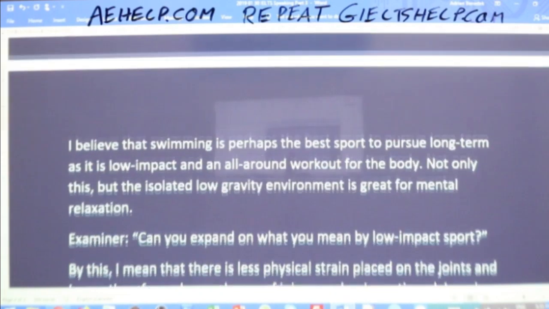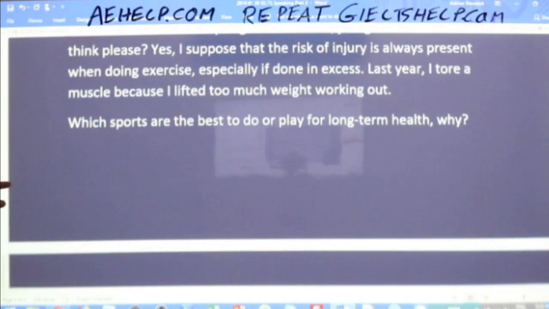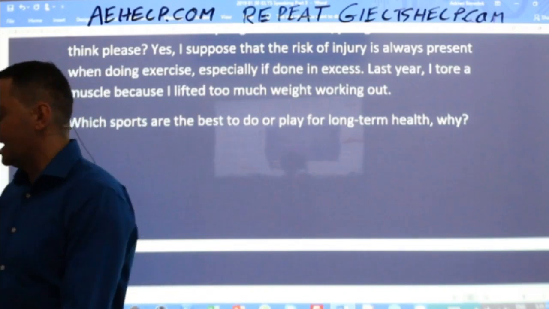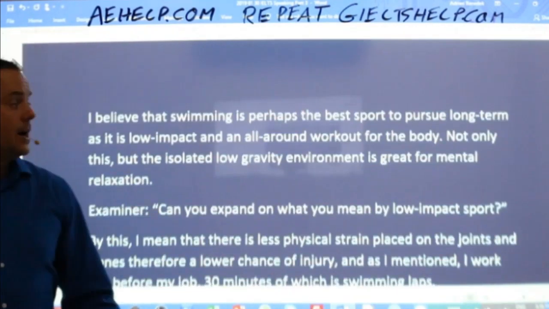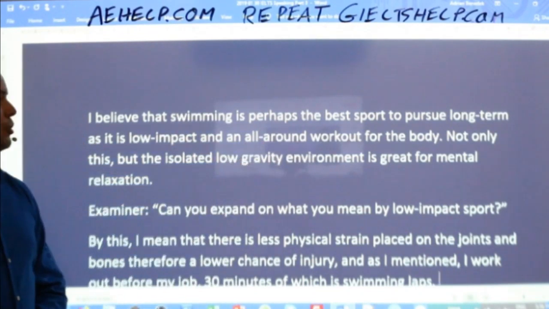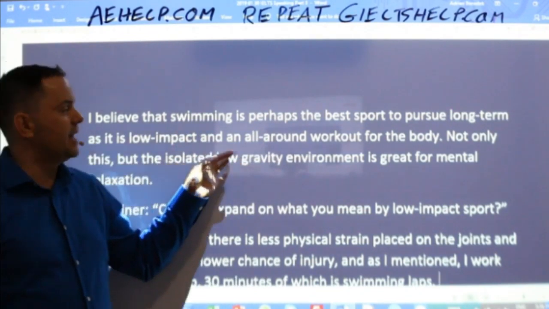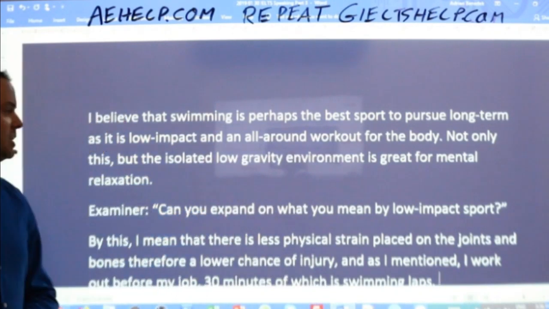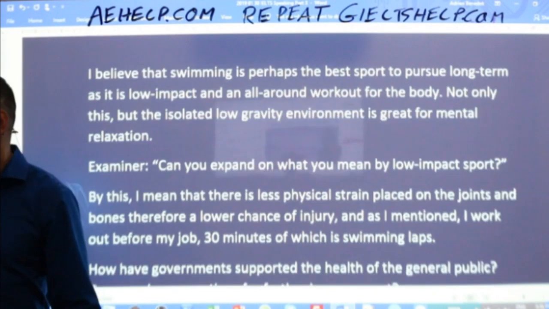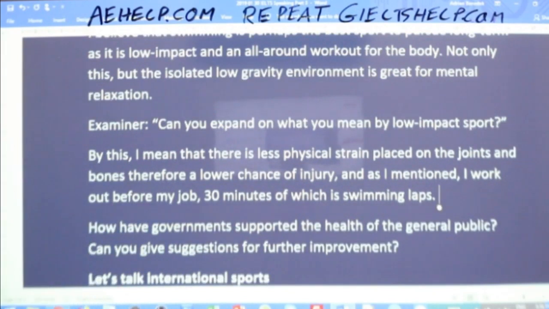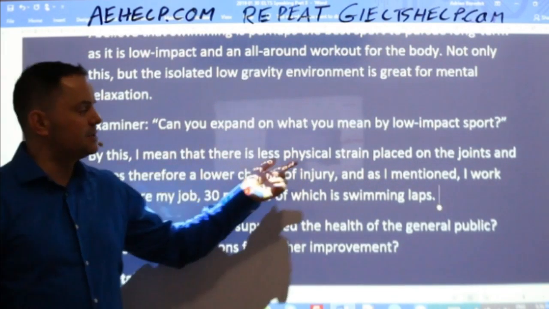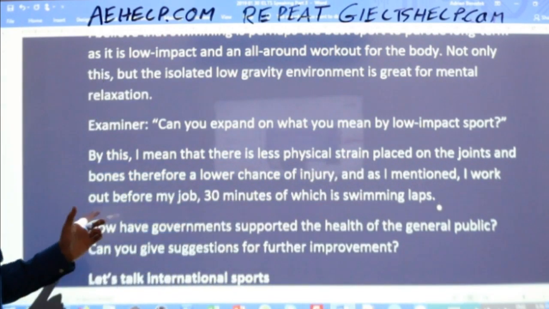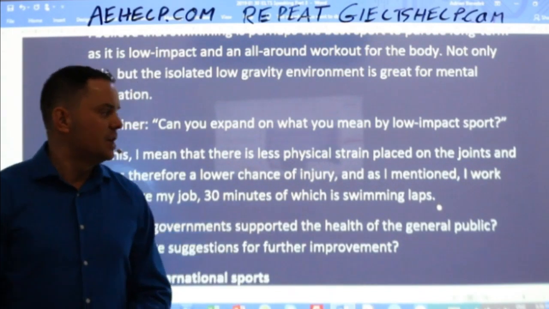Repeat after me from the top here, ladies and gents. So repeat after me. Which sports are the best to do or play for long-term health? Why? I believe that swimming is perhaps the best sport to pursue long-term as it is low impact and an all-around workout for the body. Not only this, but the isolated low-gravity environment is great for mental relaxation. Can you expand on what you mean by low-impact sport? By this I mean that there is less physical strain placed on the joints and bones, therefore a lower chance of injury. And as I mentioned, I work out before my job, 30 minutes of which is swimming laps.